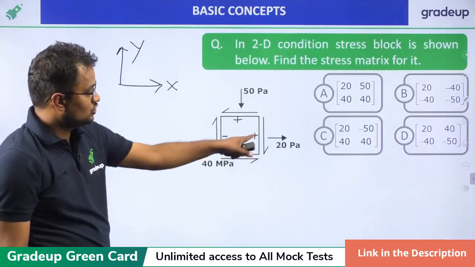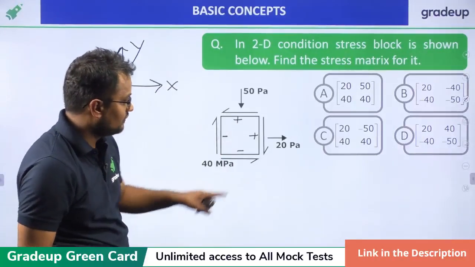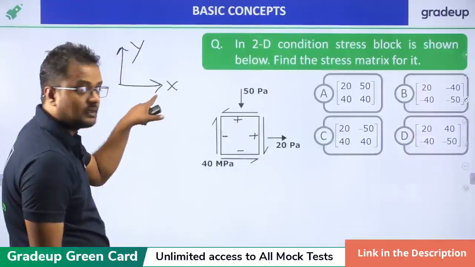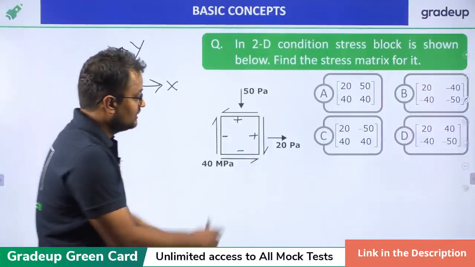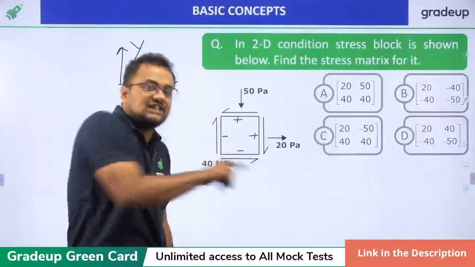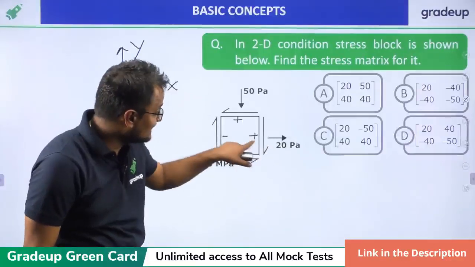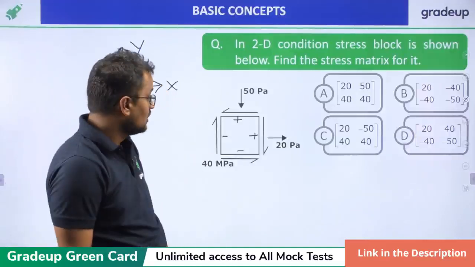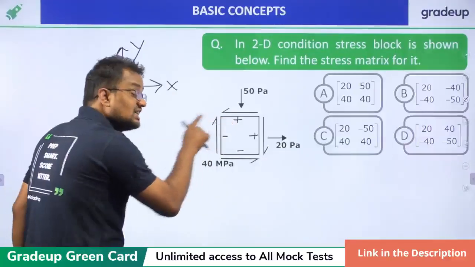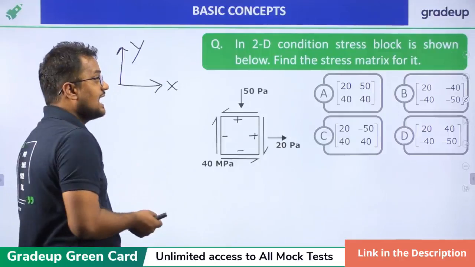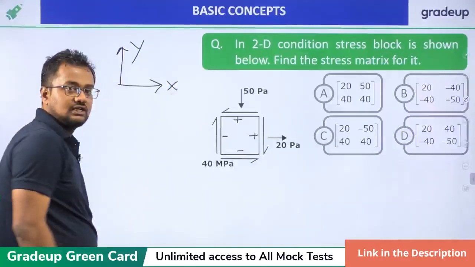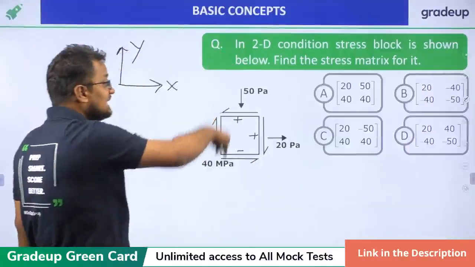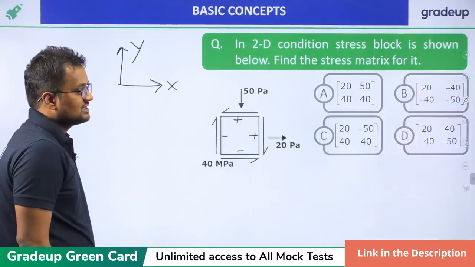we all know these two phases are positive and these are negative. So, first off, see this 20. This 20 direction is along the positive x-axis. Therefore, this 20 is acting on positive phase and in positive direction, so this 20 is positive. Okay, this 50 is acting on positive phase and in negative direction. Therefore, this 50 is negative.